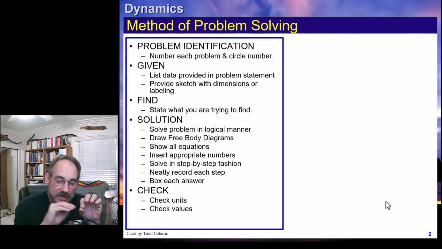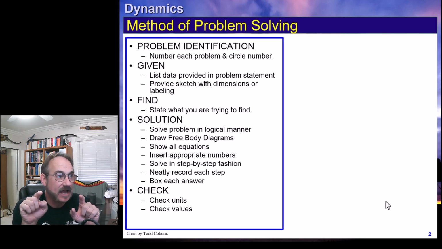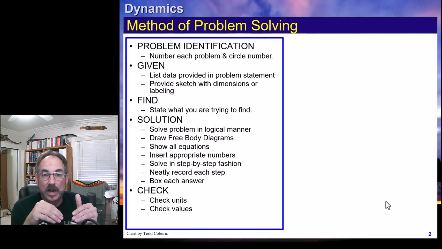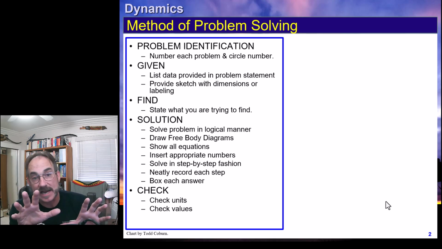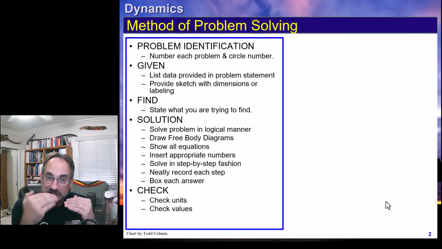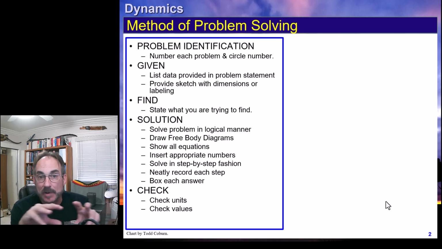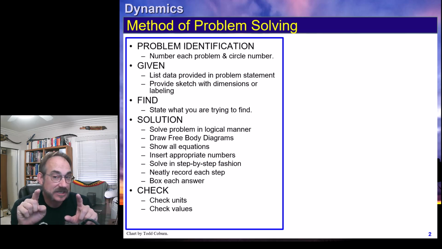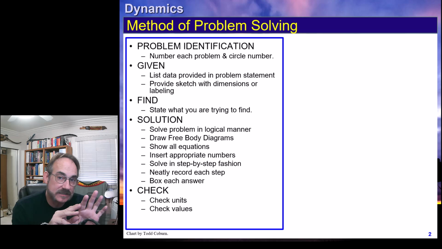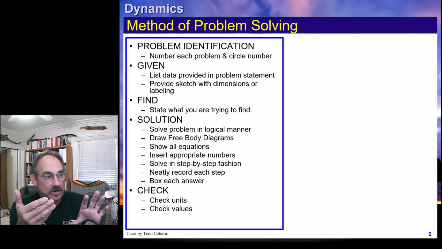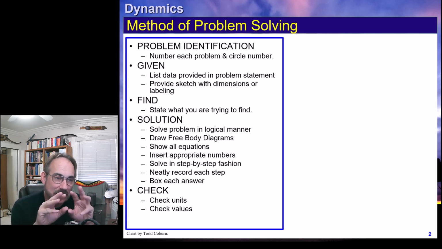You're then going to write FIND, and you're going to list out the things that you're looking to find, and you're going to write SOLUTION, and then you're going to go through your solution process, which may involve resketching the problem, drawing a free body diagram, presenting each equation, and then inputting your values and solving, and then boxing your answers.